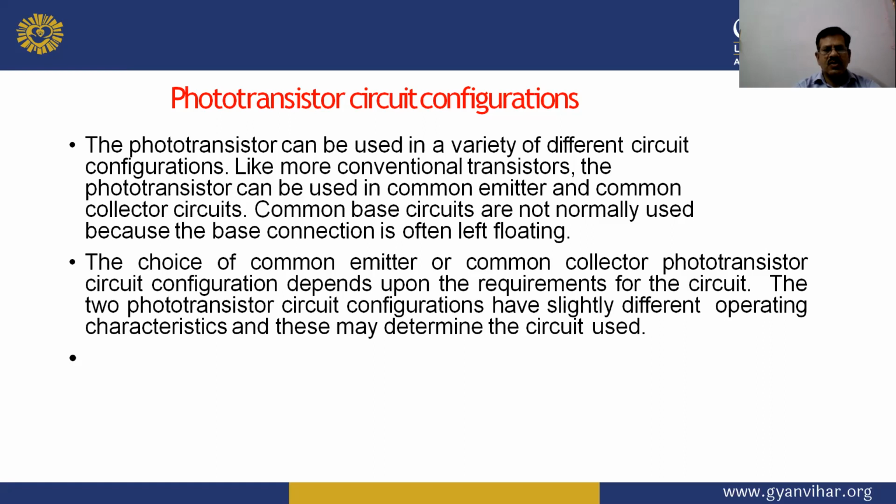In a phototransistor, only two configurations are generally used, common emitter and common collector, in which the base connection is often left floating. So there is no common base connection. The choice of common emitter or common collector phototransistor circuit configuration depends upon the requirements for the circuit. The two configurations have slightly different operating characteristics, and these may determine the circuit used.